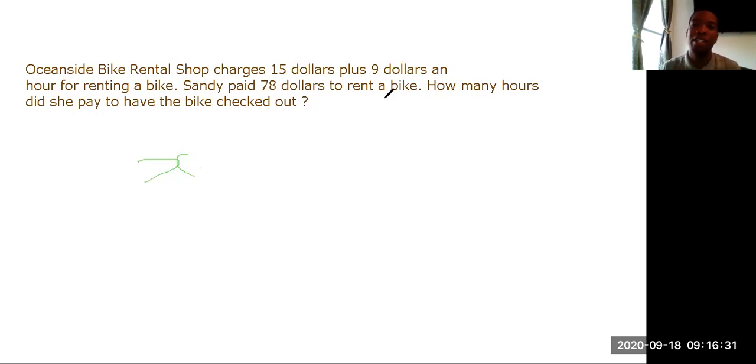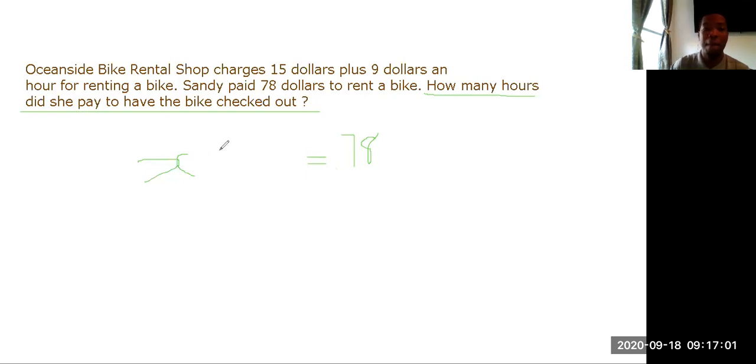All right. So it says how many hours. So we know that our variable represents how many hours she has to pay. How many hours did she have the bike? That's what our variable represents. Now I need to put in the other numbers. All right. She paid $78 total. So I know that her total is going to equal $78. So I'm going to go ahead and put that in. Her total equals 78. They said it, not me.